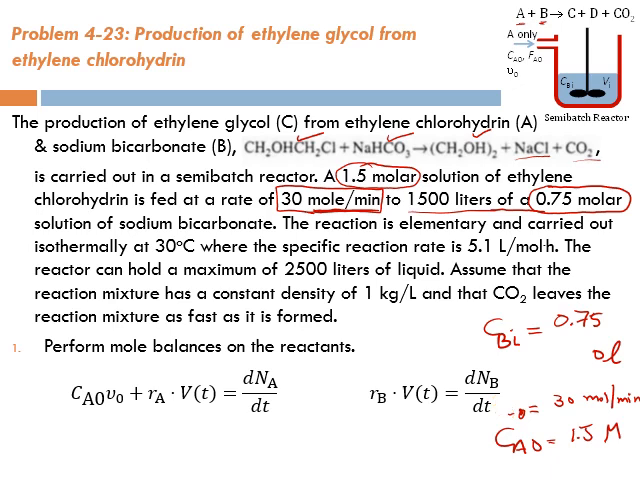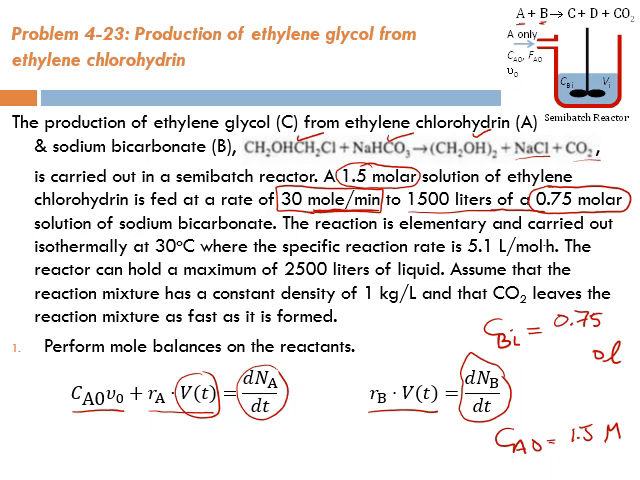Anyway, so let's see. This is for A. So you have input, correct? You don't have output. You have generation, and you have accumulation. And remember, the volume is changing with time. What about B? Well, we don't have input. You don't have output. It's only generation equals accumulation. And since it's a semi-batch system, I'm going to work with number of moles. Okay, so I will keep the dNA as is. I'll keep the dNB as is.